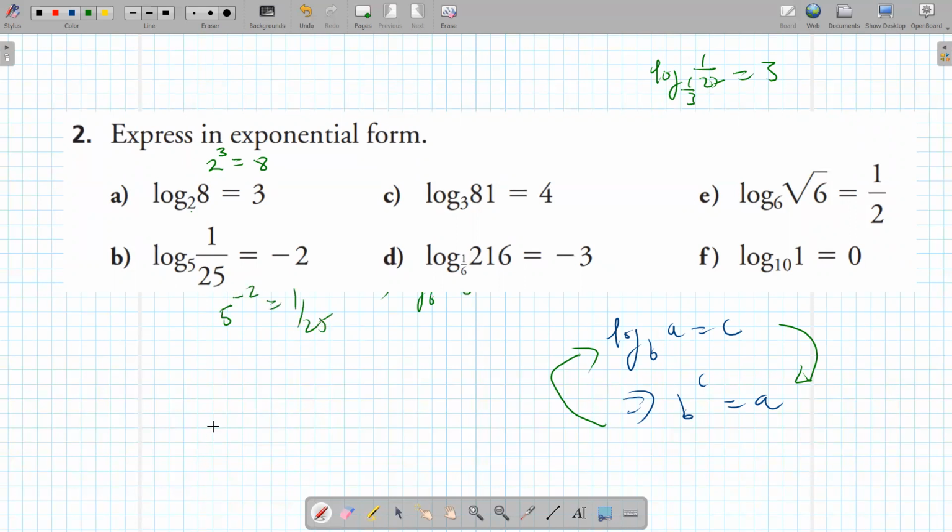What's the answer to C? 3 to the power of 4 equals 81. Right, easier. And look, all these are very simple. 1/6 to the -3 is 216. What about E? 6 to the power of 1 over 2 equals square root of 6. F? 10 to the power of 0 equals 1. Is that true? Yes, it is. What's -10 to the power of 0?